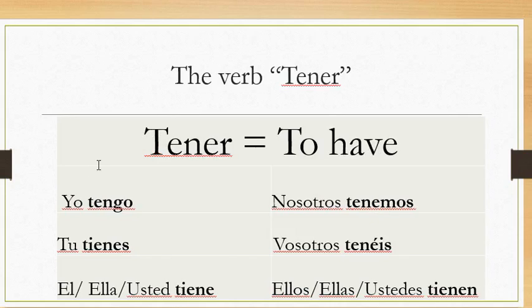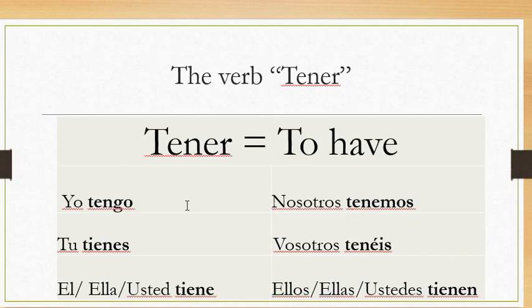Tener is very similar. It means something completely different, to have, but the way that the verb looks when you conjugate it is really similar to venir. So in all of these, the difference is that the V changes to a T because it's from a different verb, tener instead of venir, and because it's an ER verb instead of an IR verb, the nosotros form and the vosotros form have different endings. So let's take a look at this.